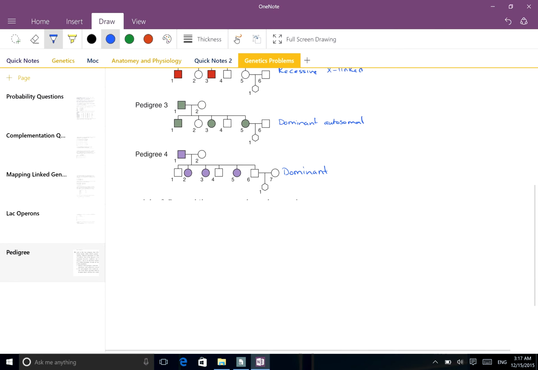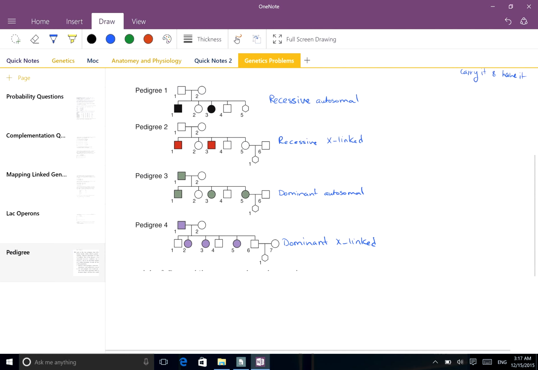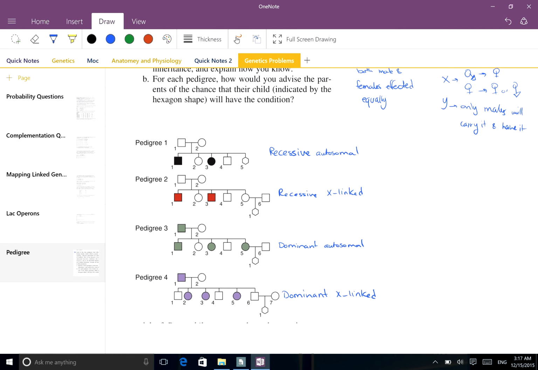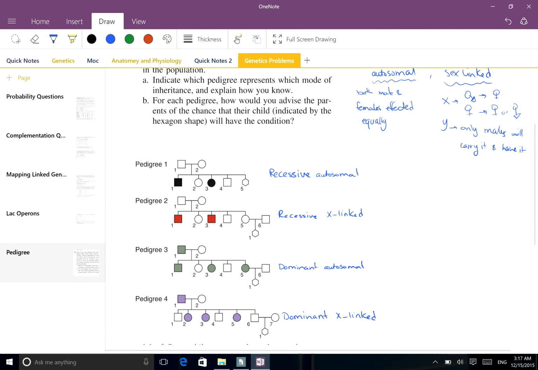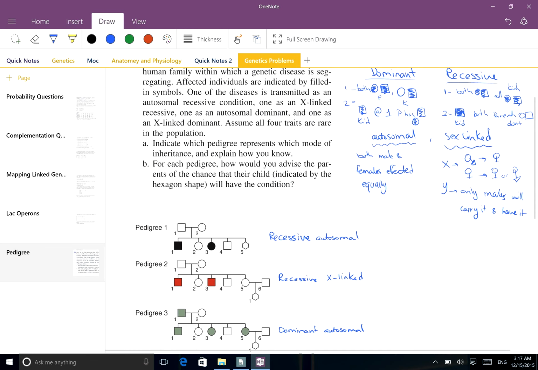Cool. And then here I can see that the father gives it only to the daughters, so it's definitely X-linked. So we managed to solve this very easily. Usually short pedigrees are not enough. Like when it's 1 to 2 generations, you would like to see many more generations, but these were straightforward and to the point. Okay, so we solved part A of the question.